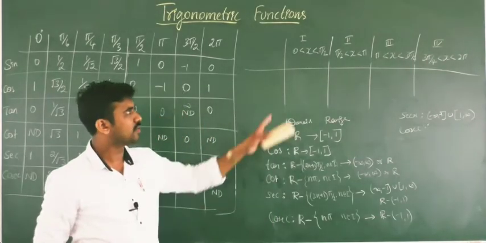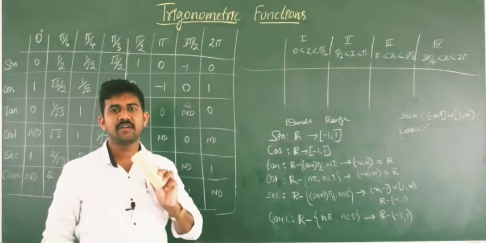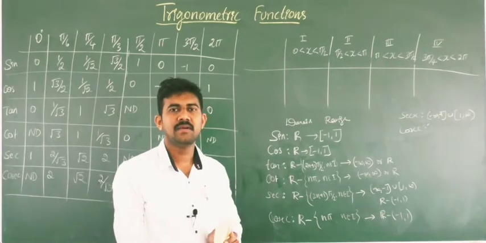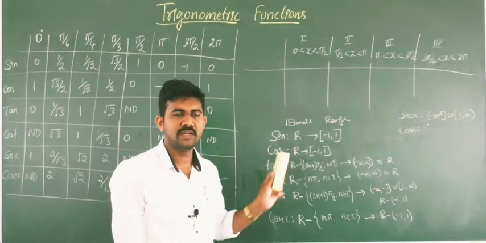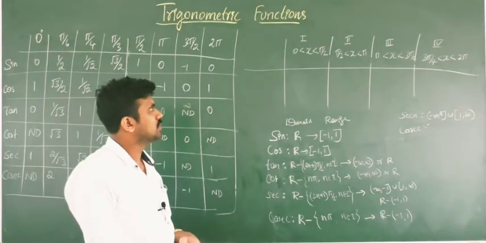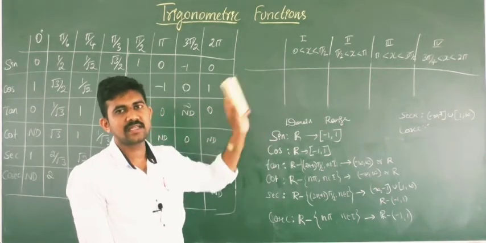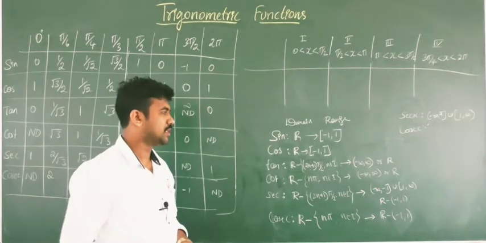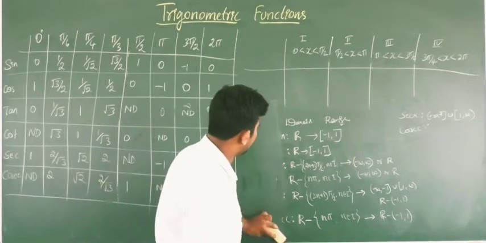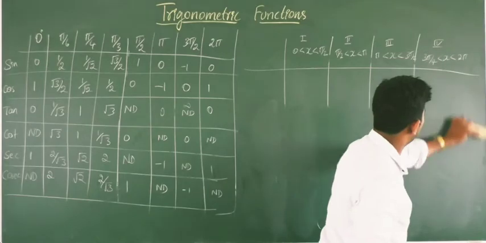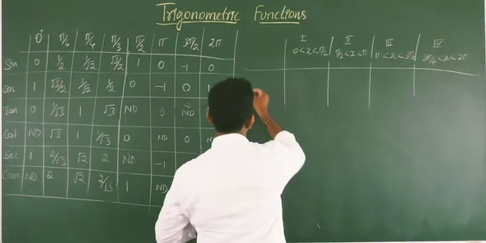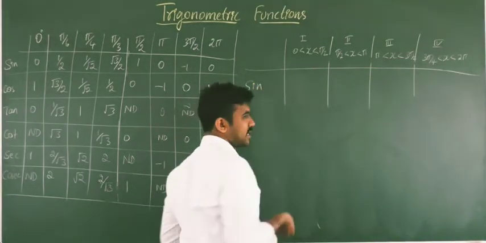Then we are going to describe how to draw the graph of these functions. To draw the graph of these functions, we should know the increasing and decreasing nature of the function. That's why now we will see what nature we get for these functions, when the function is increasing and when the function is decreasing.